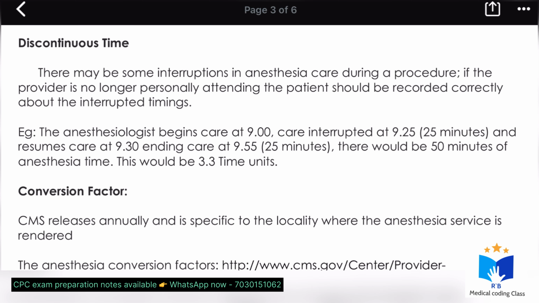Then the next point, discontinued time. There can be some interruption in anesthesia care during a procedure. If the provider is no longer personally attending the patient, the interruption timing should be recorded correctly. For example, the anesthesiologist begins care at 9:00, is interrupted at 9:25 and resumes at 9:30, ending care at 9:55. There would be 50 minutes of anesthesia time. This would be 3.3 time units.